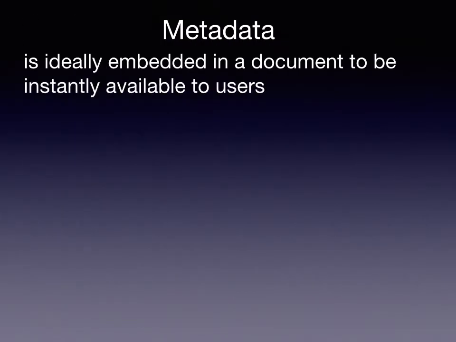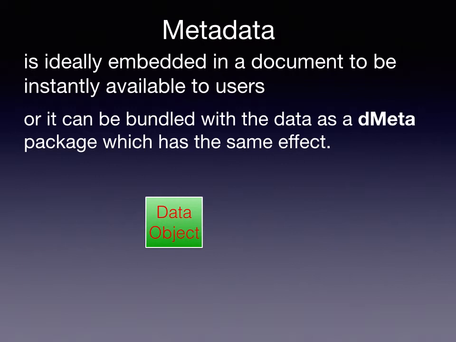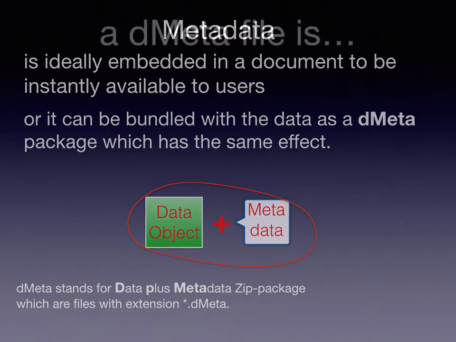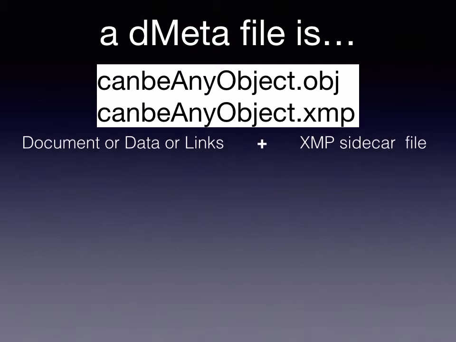Metadata is ideally embedded in a document to be instantly available to users. Or, if not possible, it can be bundled with the data as a D-meta package, which has the same effect. D-meta stands for Data plus Metadata Zip Package, which are files with an extension D-meta. A D-meta file is simply an assembly of an electronic file of any kind tied together with its corresponding metadata. The metadata is an XMP sidecar file, which is a universally known format.